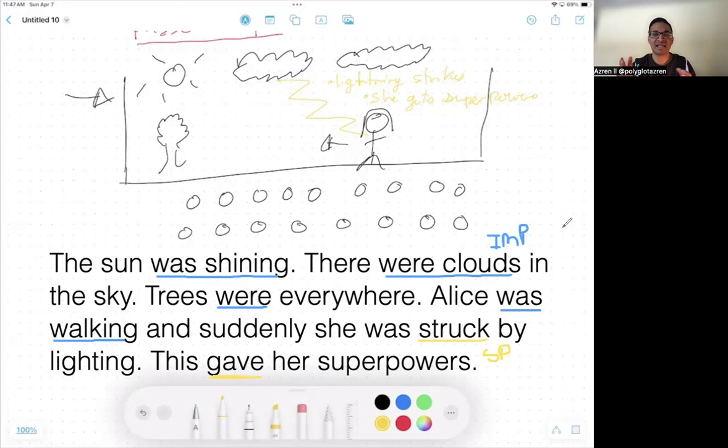Remember, simple past is things that happened. Often they happen once. It's a one and done. They're complete. So she's struck by lightning once, it's over, right? This gave her superpowers, great, it's over. The act of giving superpowers was a one-time thing, okay? So often the imperfect tense and the simple past go hand in hand because the imperfect sets the scene for something to then happen.